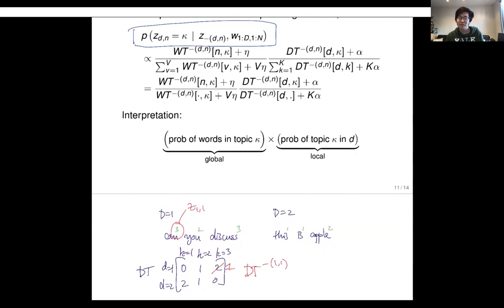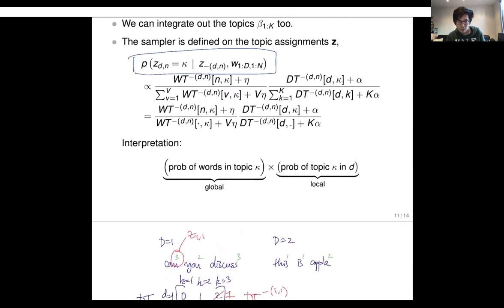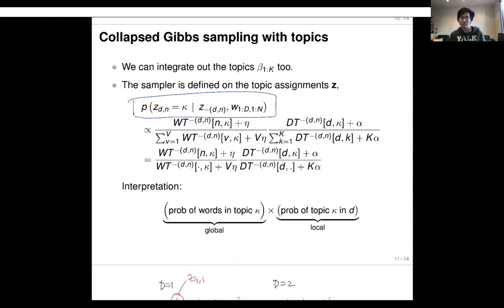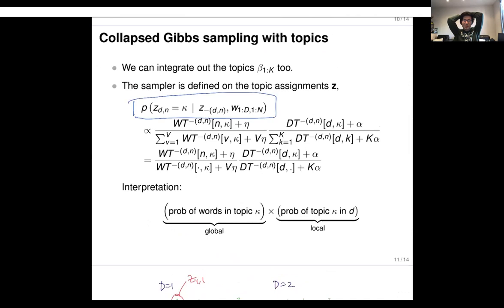This equation looks complicated, but really it's just reading off these document-topic and word-topic tables. I have a toy example, but I don't have time to go through it. I have some notes I can send out, or maybe I just don't want to spend too much time on topic models, because obviously this has been 3 lectures already.